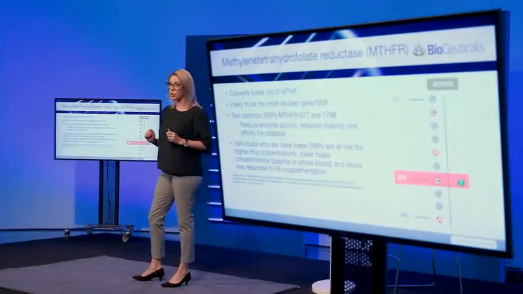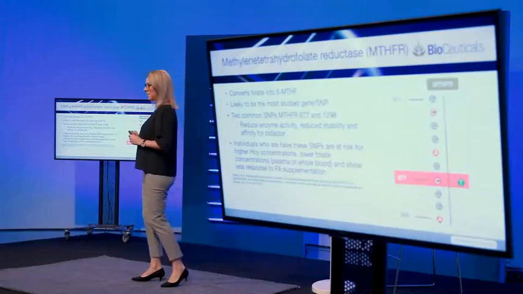So we know that there are two SNPs with very good evidence that influence the activity of MTHFR. They're at position 677 and 1298. Both of these SNPs reduce enzyme activity, the 677 more so than the 1298. Individuals that have these particular SNPs are at increased risk for higher homocysteine, lower folate levels in plasma and whole blood, and show less response to folic acid supplementation. What we mean here is if they do have supplements, it takes them longer to bring down those homocysteine levels or to get the folate levels up where you want them.